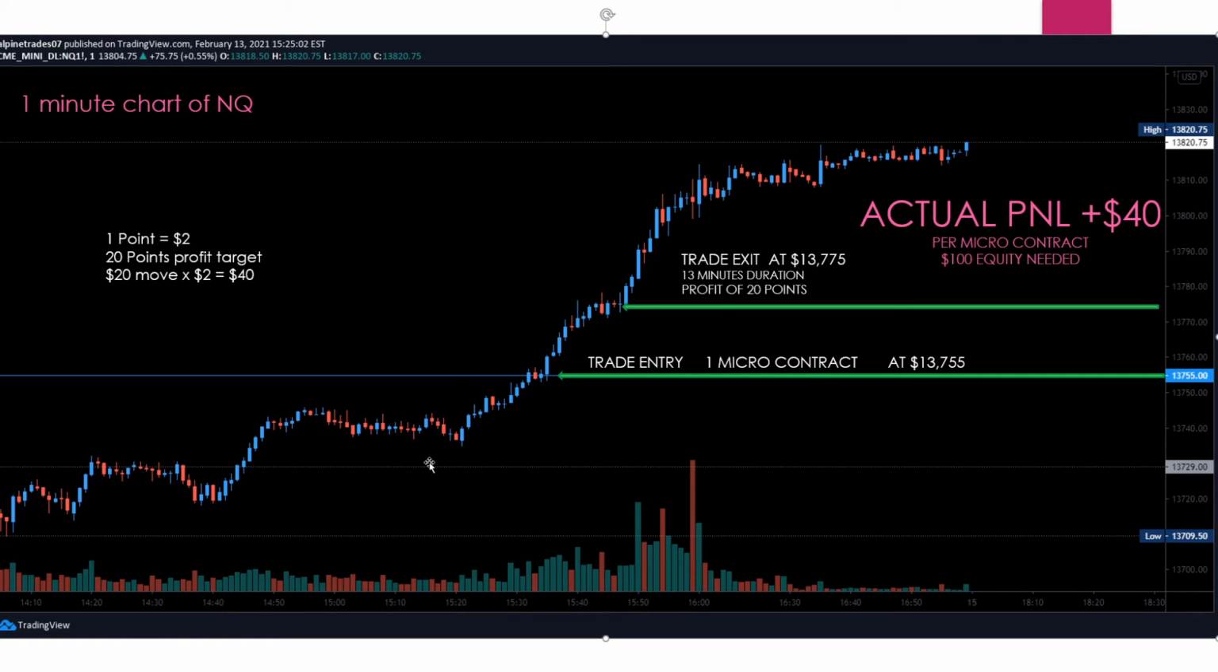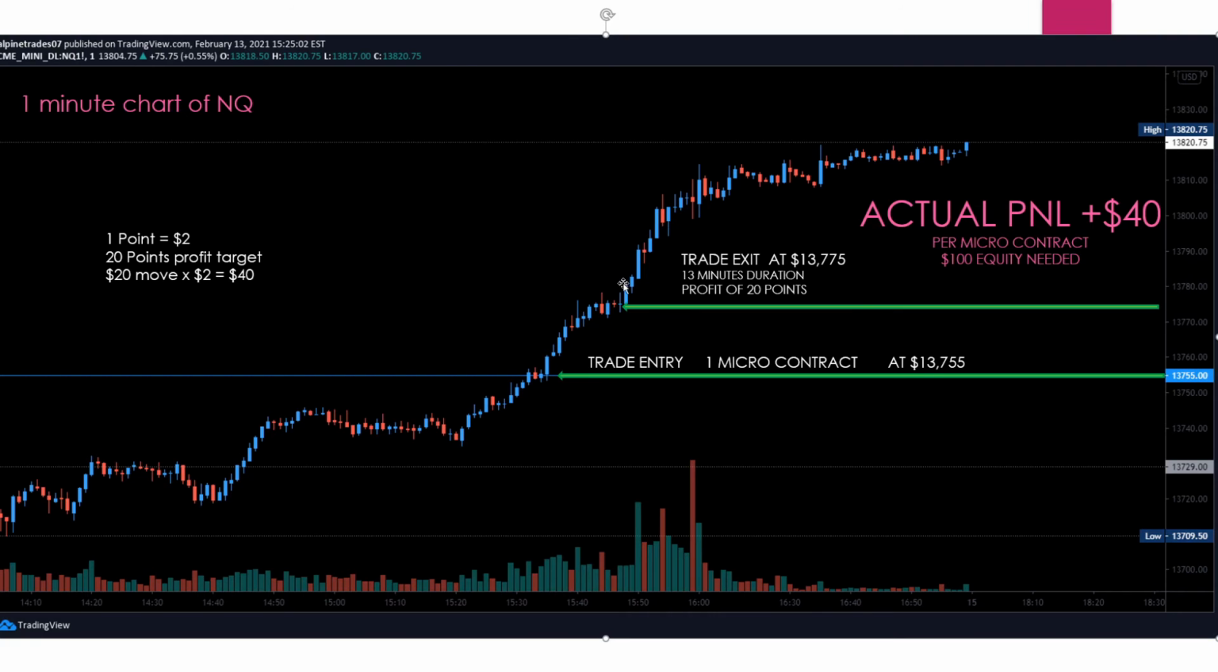That means with just 1 micro contract, if you would have bought at the low and sold it at the high, you have the potential to make $200 of profit. Again, that would have only costed you $100 of equity. Therefore, you would have made 200% return on your investment. That's amazing. And these moves happen every single day.